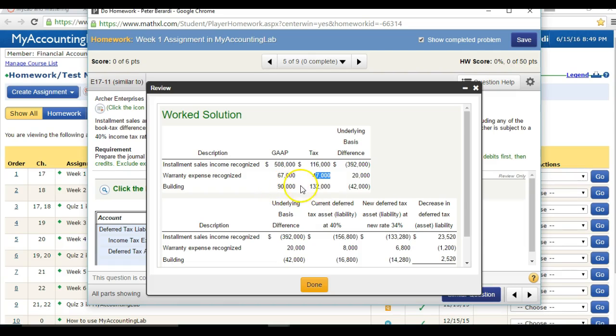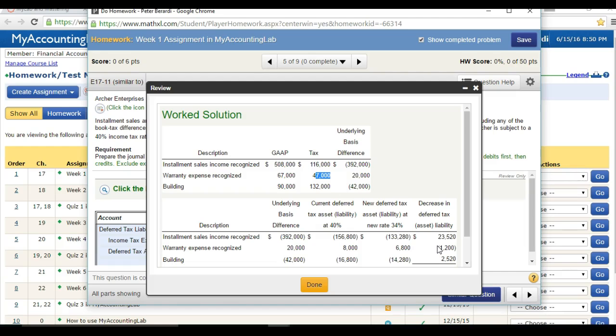Building depreciation is $90,000, but for tax purposes it's $132,000, which means we get to deduct more expense and lower our taxable income for this year for building depreciation. Lower taxable income means we're going to pay less tax this year, only to have to pay more in future years, which creates a liability. So take the differences between GAAP and tax and put it as your difference. Then take 40% of that number. Remember, parentheses is a liability. Non-parentheses is an asset. Take 40% of that number.